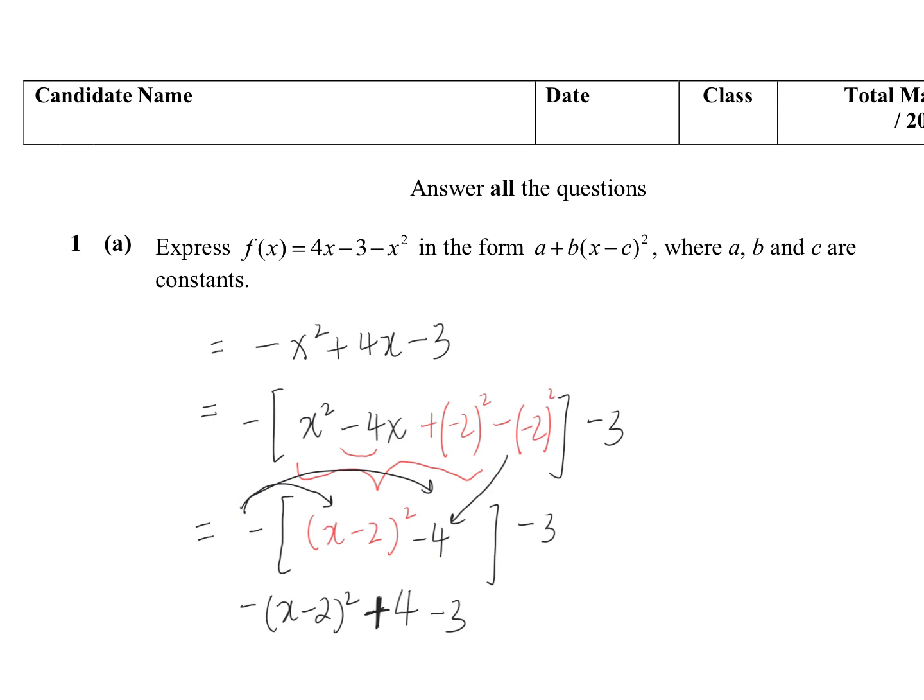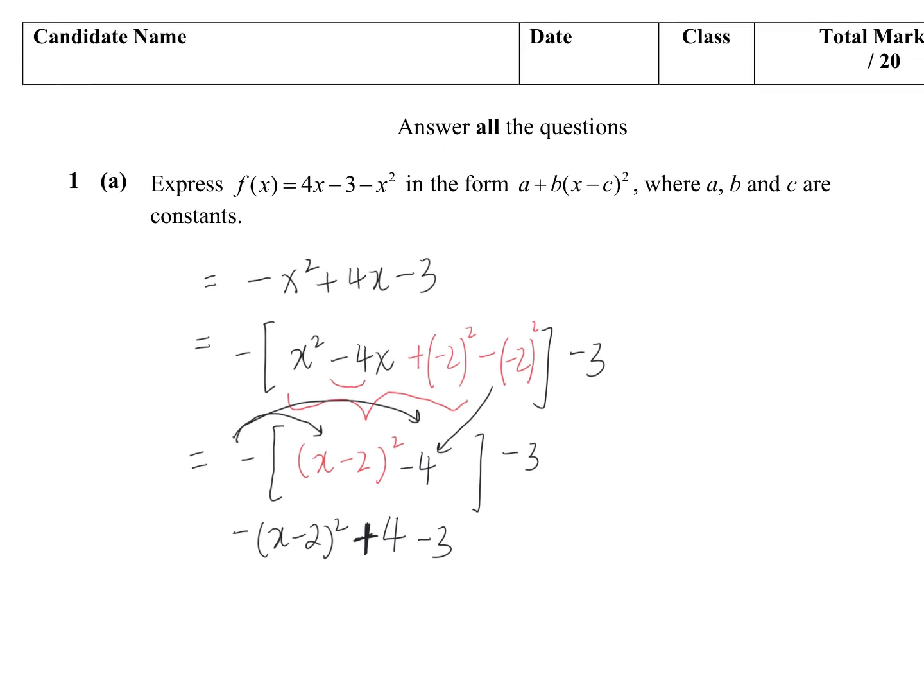Then I don't know why some of you, with the perfect answer already, don't want to simplify and leave your answer like that. You should simplify the 4 minus 3 to be plus 1. So answer is just this.